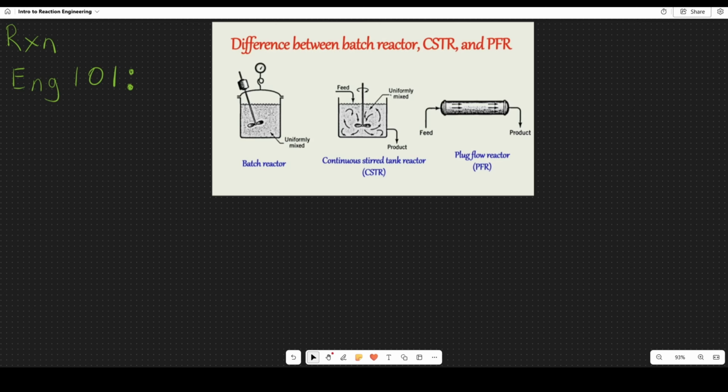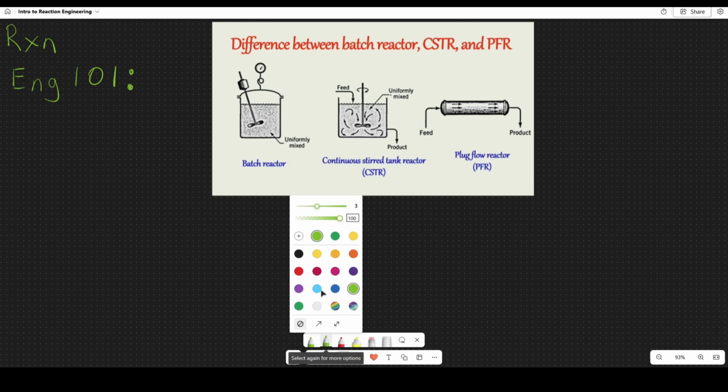Okay, so now that I've introduced what reaction engineering is, I've just thrown at you a bunch of terms about batch reactors, continuous stirred tank reactors, plug flow reactors. What is the difference, right? Each one is developed for their own specific needs. So if we look at a batch reactor, you can think of it as very similar to what we were thinking of when I was talking about that chemistry lab kind of environment.